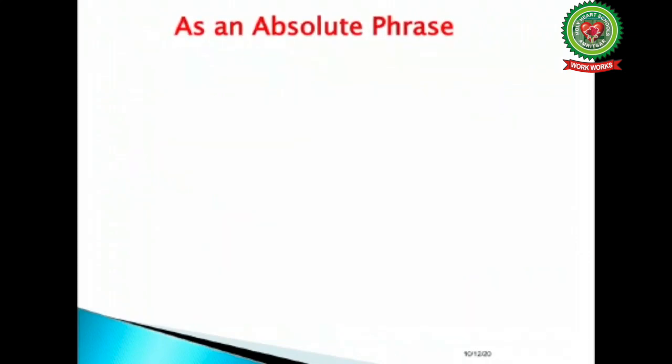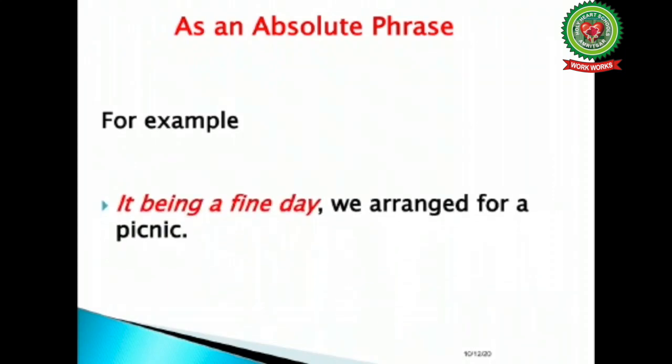As an absolute phrase. Now children, let us understand what is an absolute phrase. Look at the following example. It being a fine day, we arranged for a picnic. In this statement, there are two subjects and two actions. The pronoun it is followed by being a fine day. So, it is an absolute phrase.